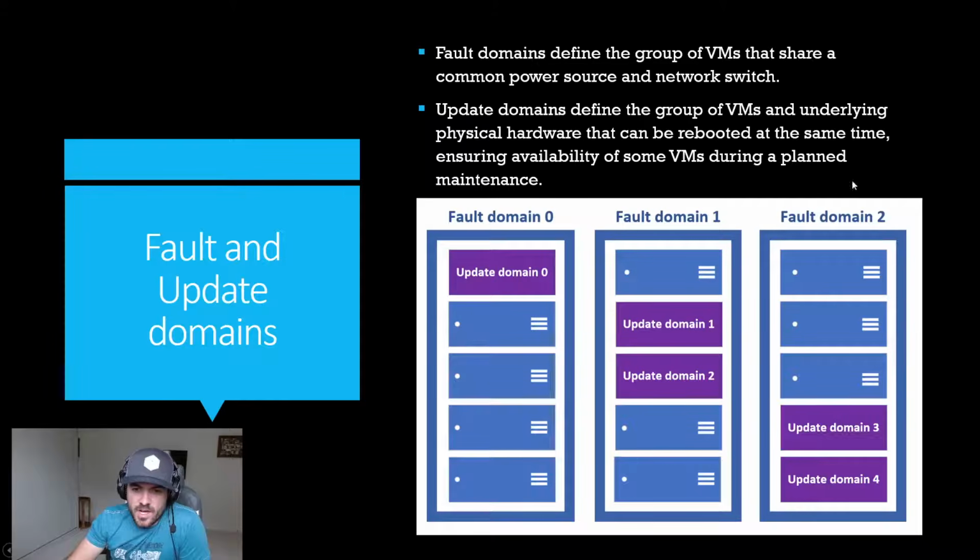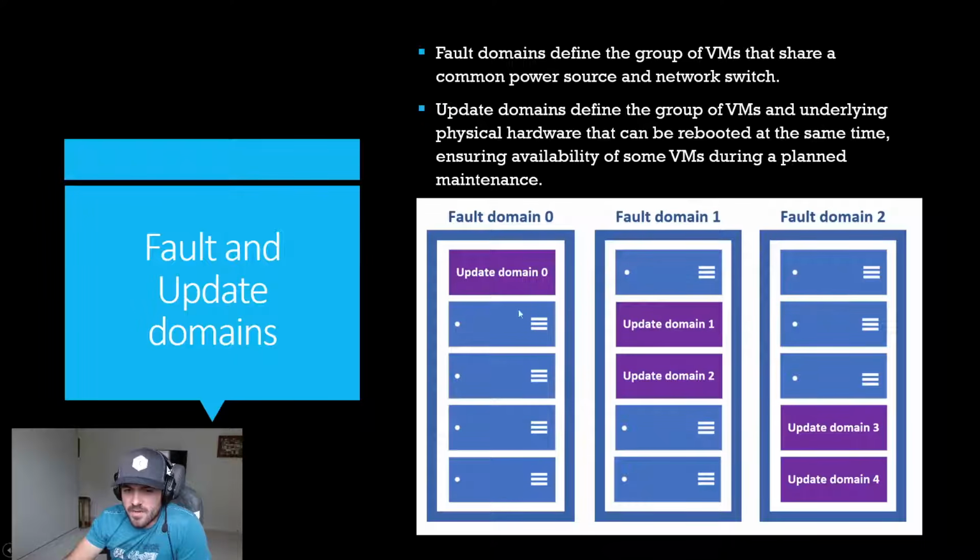So in this one, for example, is fault domain 1. We've got 5 boxes, right? This box is update domain 1. This box is update domain 2. So what that means is, okay, maybe we take down these 2, and by we, I mean Azure. Maybe they take them down to patch the hardware or to clean it up, whatever they're doing. These other 3 boxes are still available, right? Same thing over here, and then of course same thing over here.